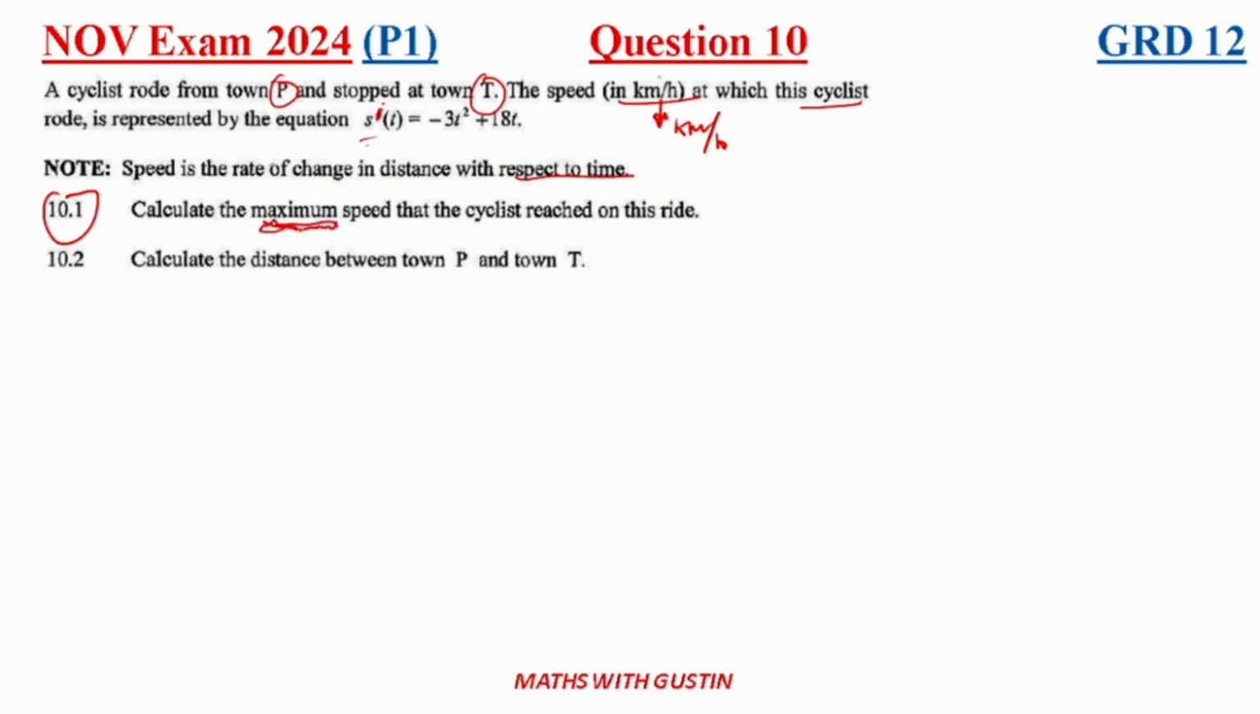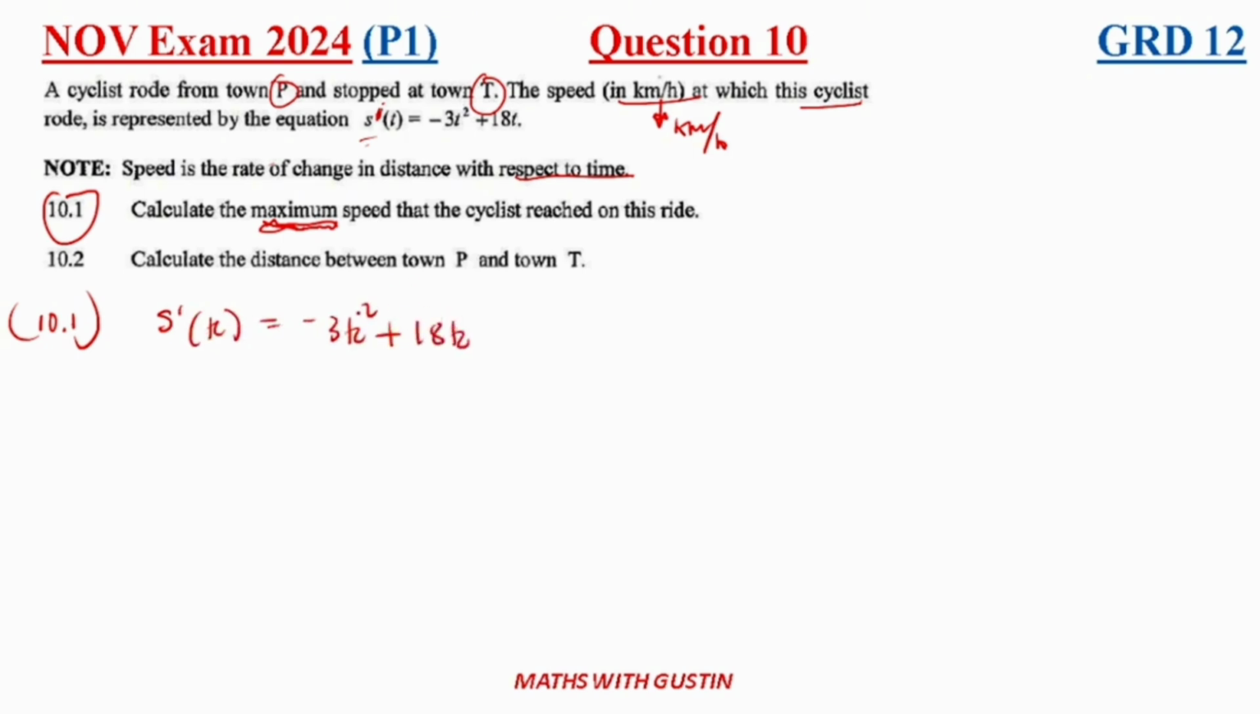Now for the maximum speed, I've already told you guys, every time you hear the word maximum or minimum and we're dealing with derivatives or functions, you must just know that they want you to equate the derivative to 0. So in this case, they're asking us to calculate the maximum speed. They've given us S, which is that. But can you see that this represents the speed?